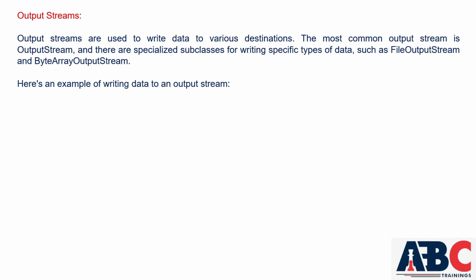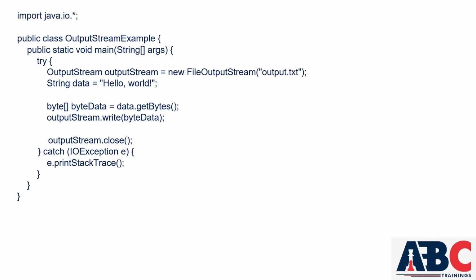Next is the output stream. Output stream is used to write data to various destinations. The most common is the OutputStream. The specialized subclasses for writing specific types of data are such as the FileOutputStream and the ByteArrayOutputStream.